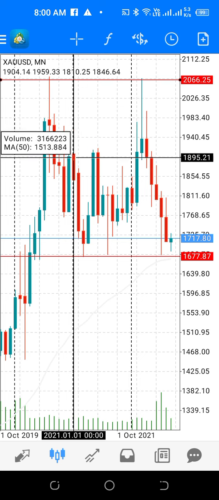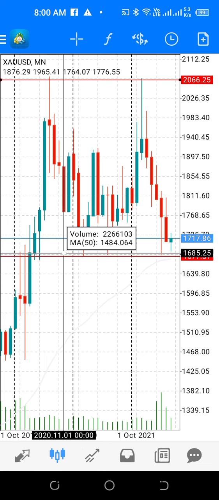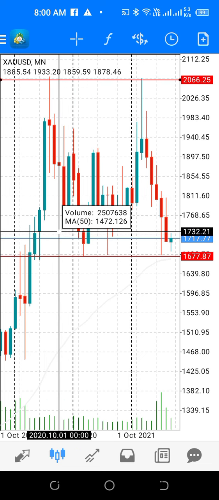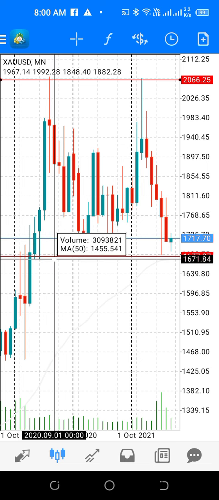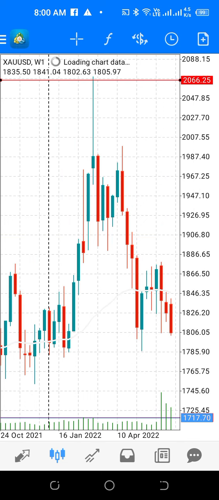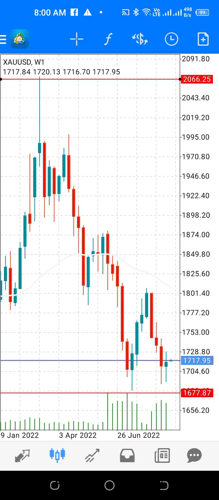Okay, so now this is the monthly, which is the lowest price, almost the same as the previous low months. Then we will check the weekly here. Okay, this is the weekly.